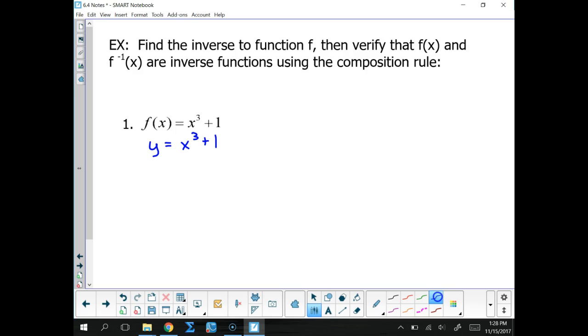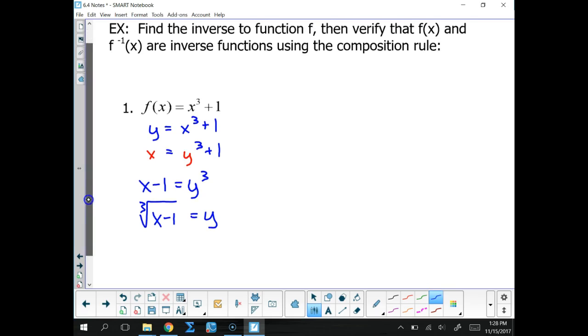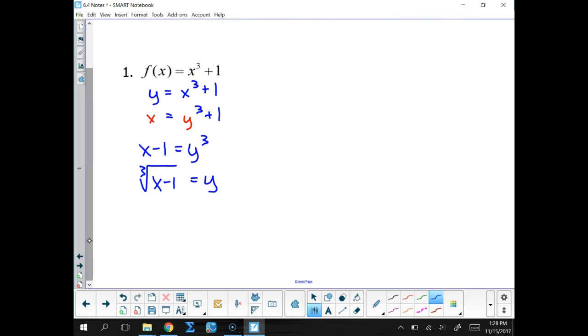Switch it out of function notation. Switch your x and your y. Solve for y. Switch it back into inverse notation.